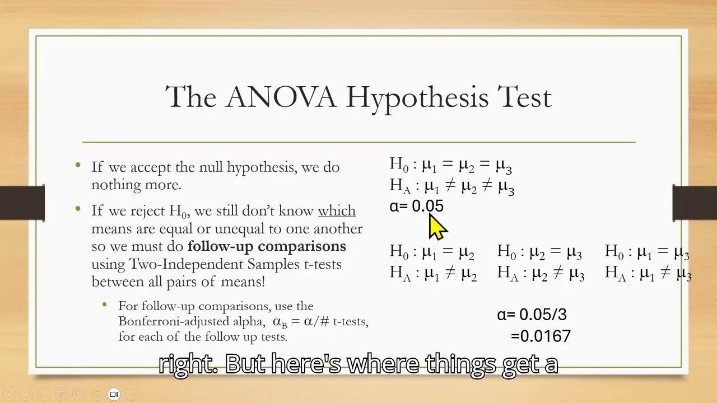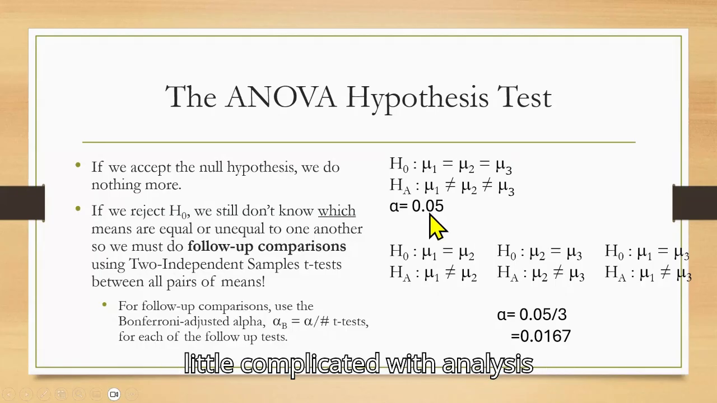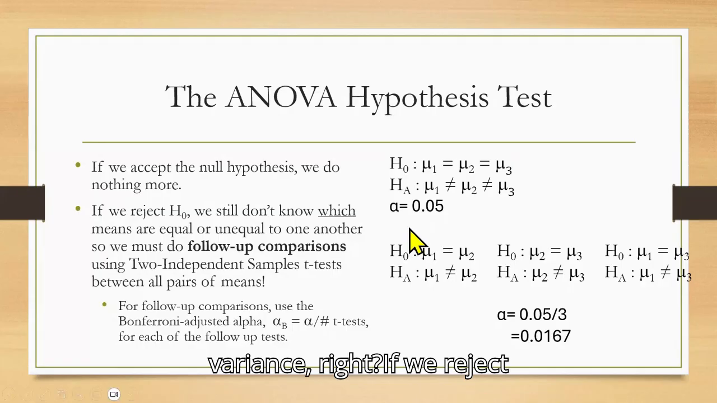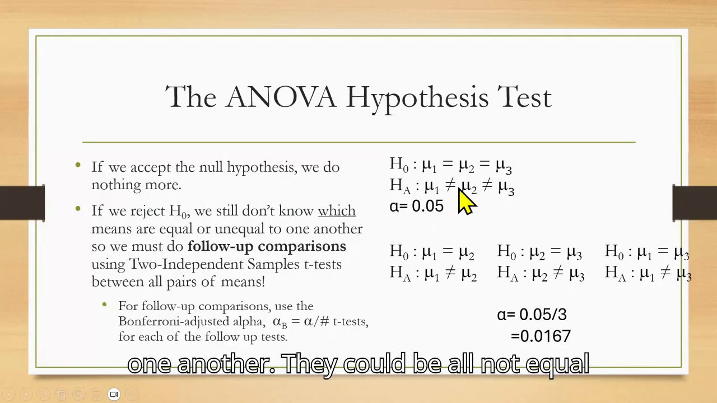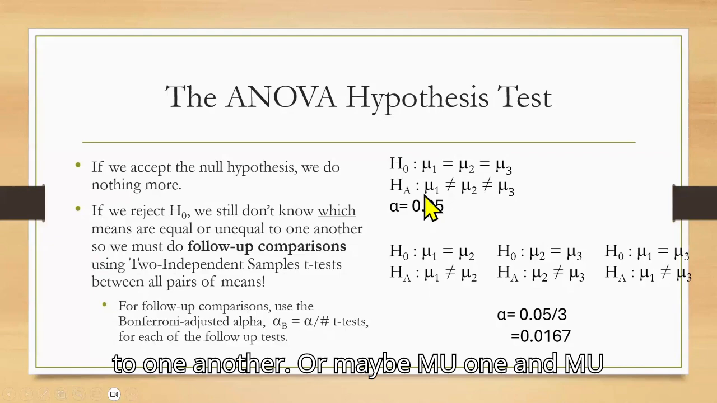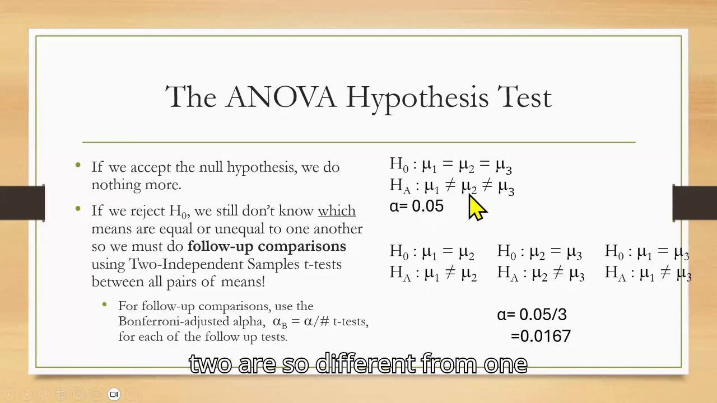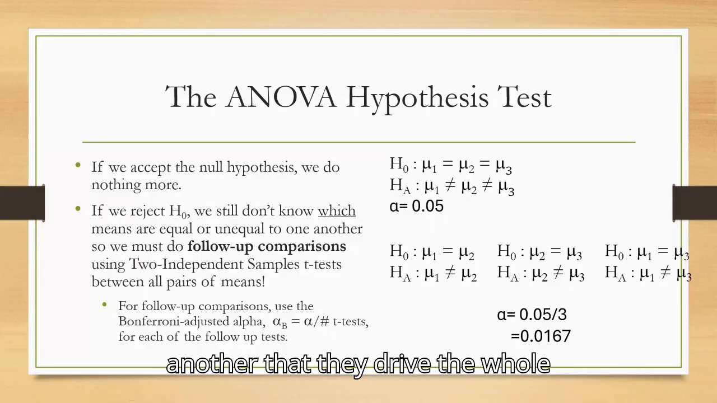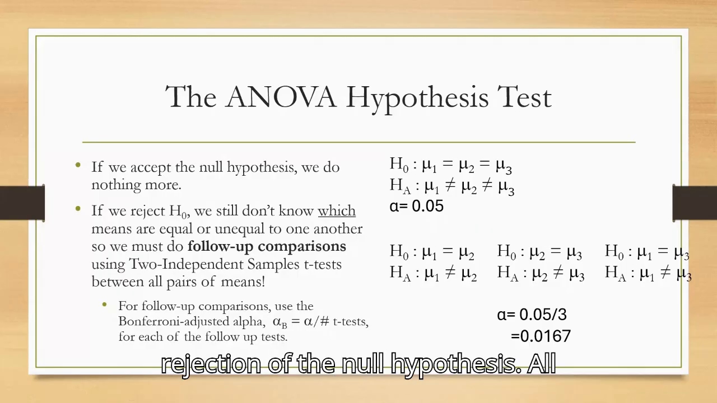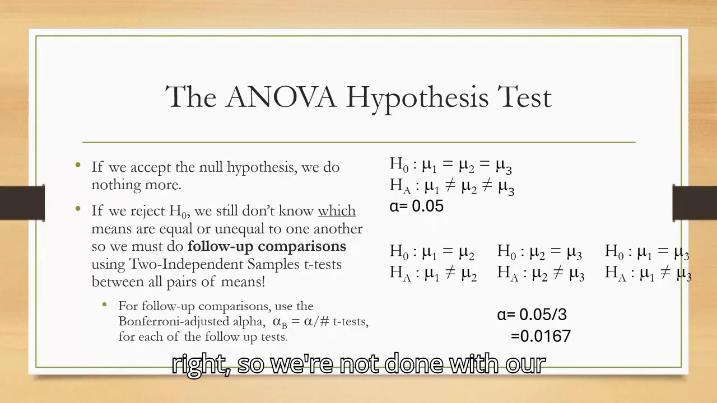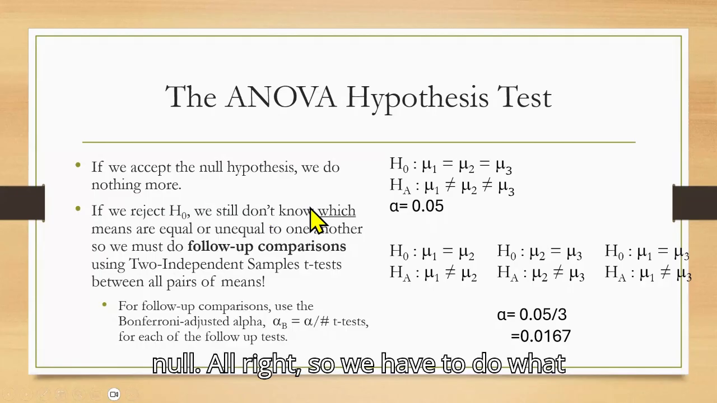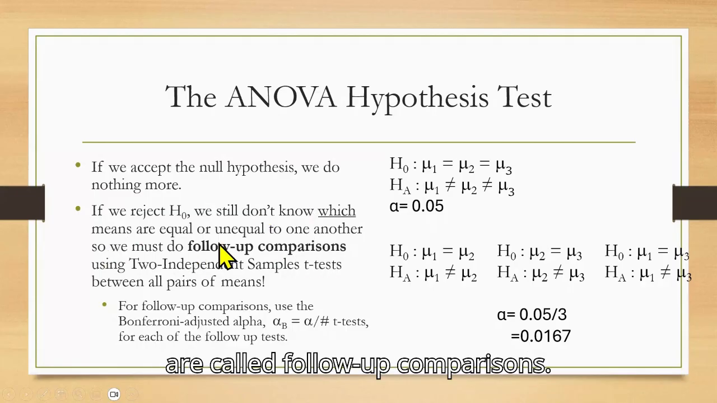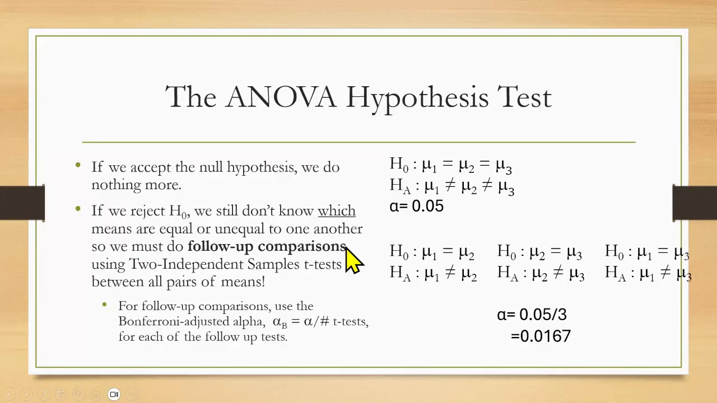But here's where things get a little complicated with analysis of variance. If we reject the null, we don't know which of these means are not equal to one another. They could be all not equal to one another, or maybe mu1 and mu2 are so different from one another that they drive the whole rejection of the null hypothesis. So we're not done with our ANOVA analysis if we reject the null. We have to do what are called follow-up comparisons.